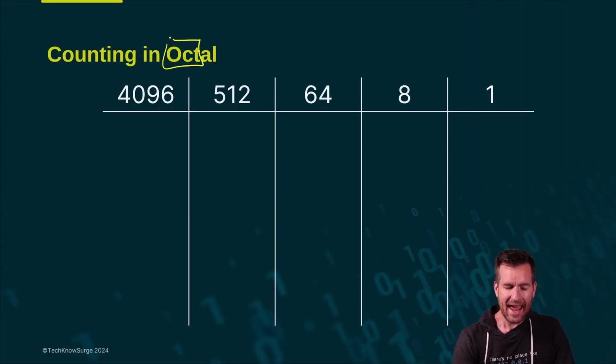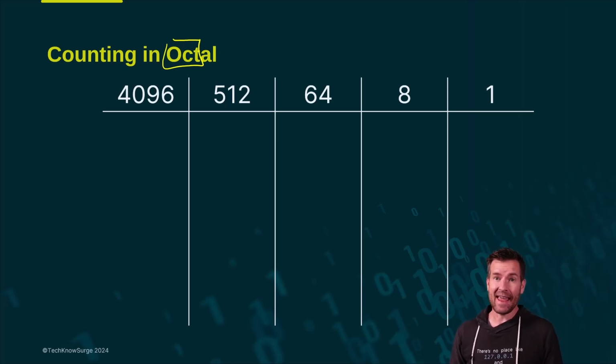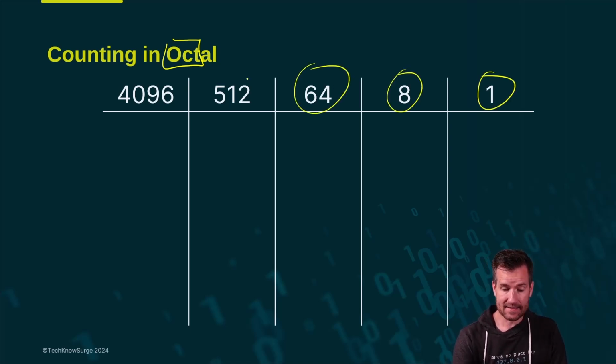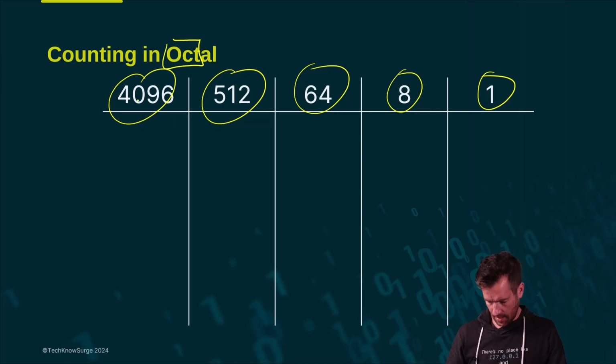Oct means 8. And so think of an octopus, which has 8 tentacles. So octal is 8. So we're using a base 8 system here. So we have a 1s column, an 8s, a 64, 512, and 4096.